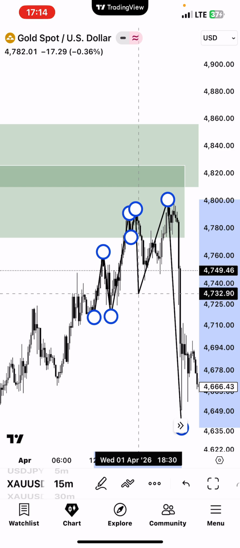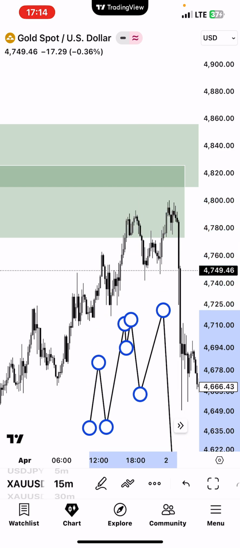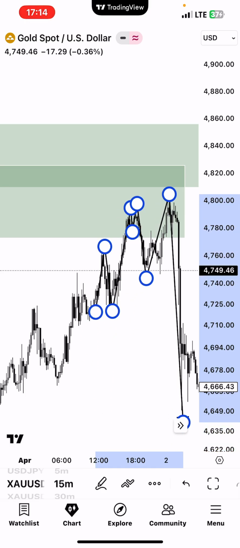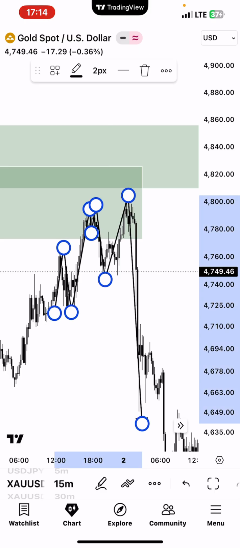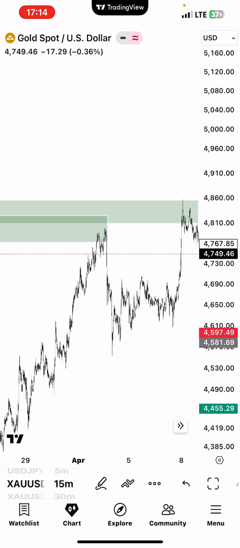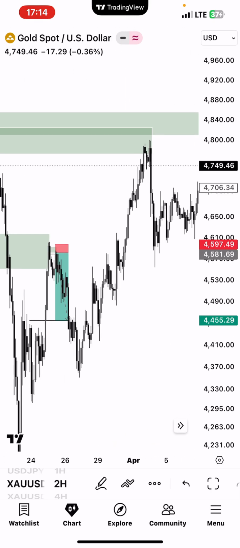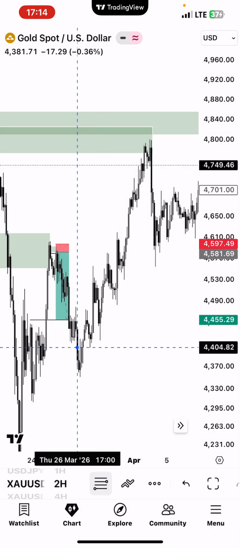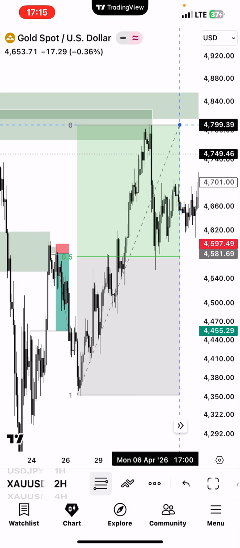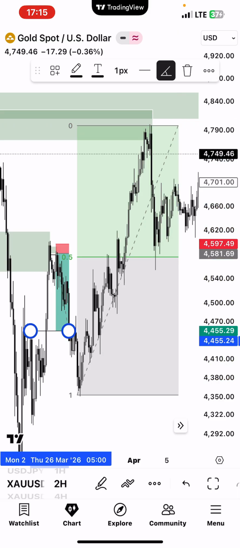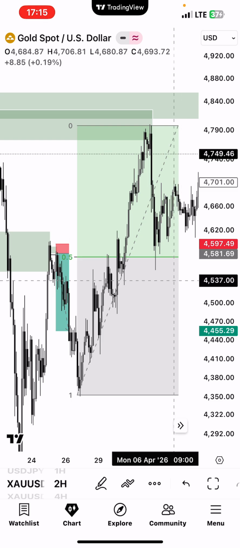Was there any clear type of structure? Yeah, it was clear on the 15 minutes. It broke here, broke here. So you already know that, yeah, price is going to break. It's going to actually do that, right? So if I draw my fib, this is the low, this is the high, right? This is my realistic target.